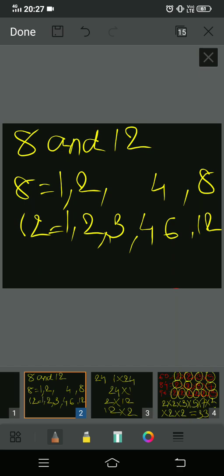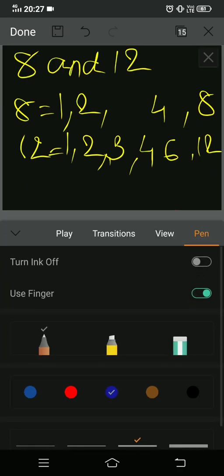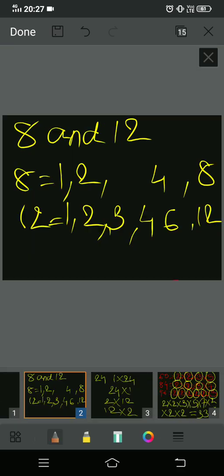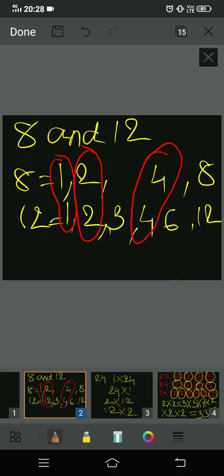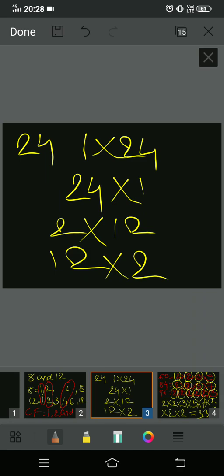Next what we need to do here is see the common factors. So how will we find out the common factors? Now which are the common factors here? 1 is common in both the numbers, 2 is common in both the numbers, 3 is here but 3 isn't here, so 3 is not a common factor, 4 is common here. So the common factors are equal to 1, 2, and 4. Okay, this much only, children. That is all you have to do.